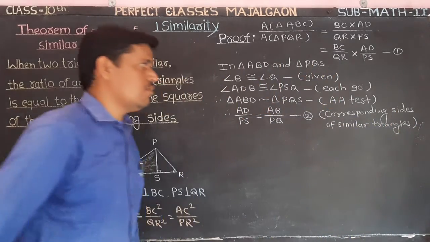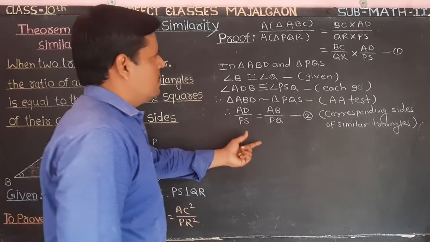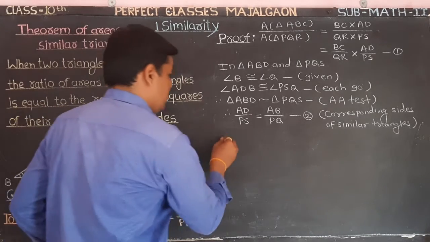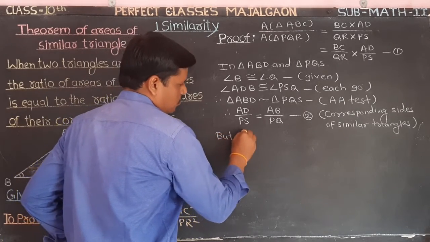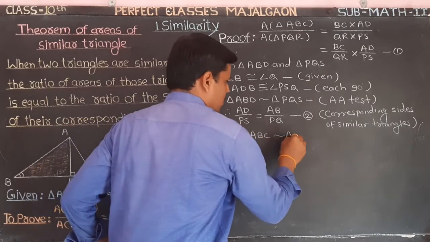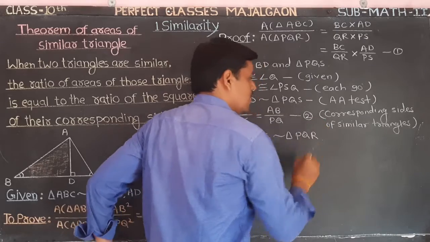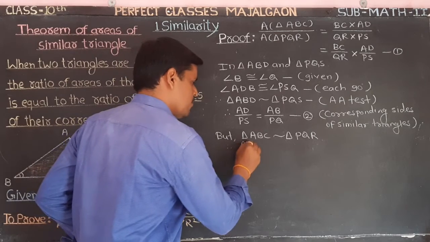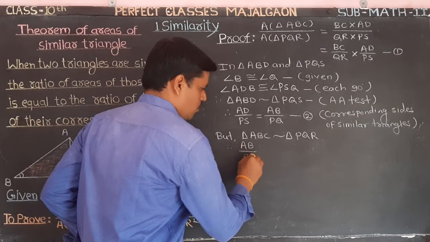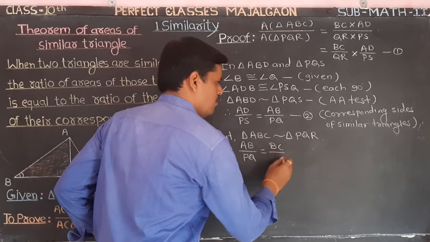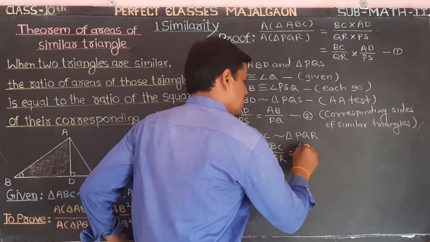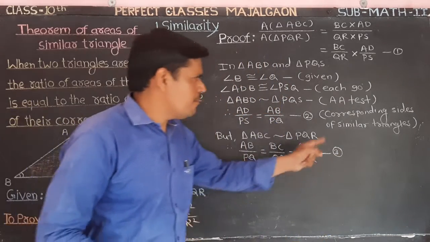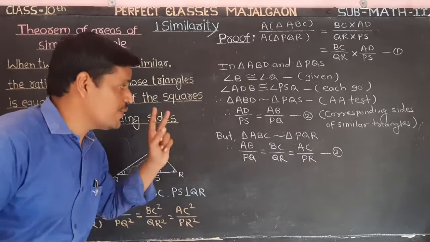Here we write the reason, corresponding sides of similar triangles. This is equation number 2, and that was equation number 1. But what is the given? Triangle ABC is similar to triangle PQR. These two are similar triangles. Therefore, the corresponding sides are in proportion. Therefore, AB upon PQ equal to BC upon QR equal to AC upon PR. Name that equation 3. The reason is the same, corresponding sides of similar triangles.